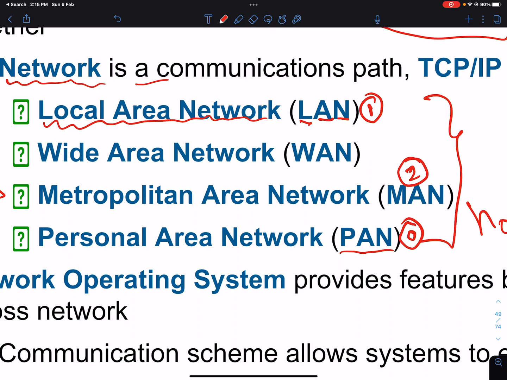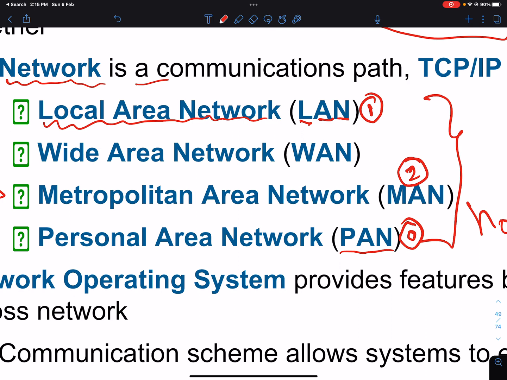What is bigger than the local is the metropolitan, and the metropolitan area network is a network that binds a few buildings together. So we can say that our network at the AUM is a metropolitan area network, because all the machines in business buildings, engineering buildings, and so on are connected together. Of course, I don't know the structure of our network at the AUM. This is just an example. It might be just a set of local areas. They might not be bound together.